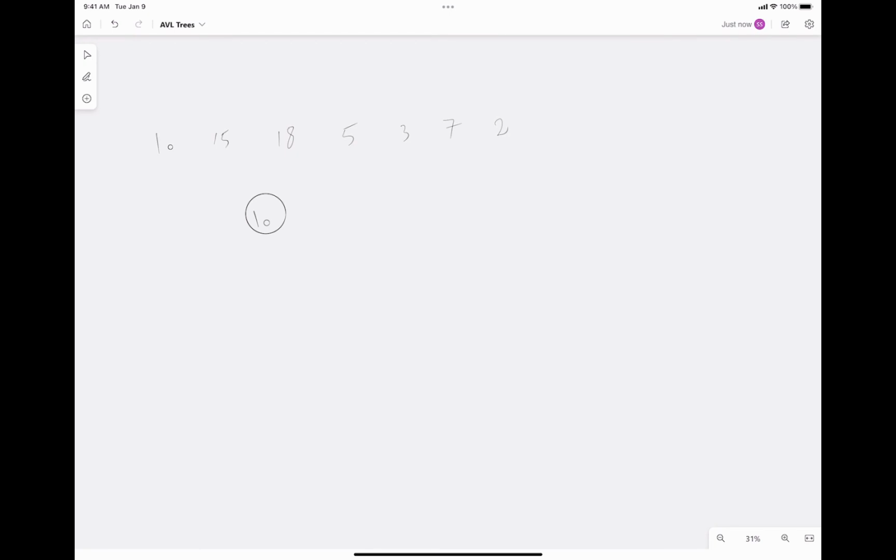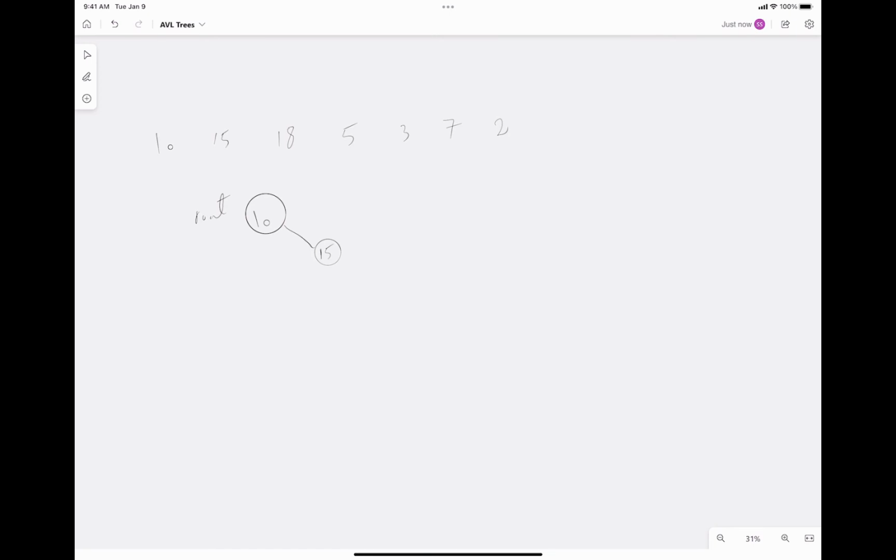So here is the tree, and the root is 10. After that, we're going to insert number 15, and because 15 is greater than 10, it should go to the right side, and because there is no other node, 15 will be the immediate right child of the node 10.